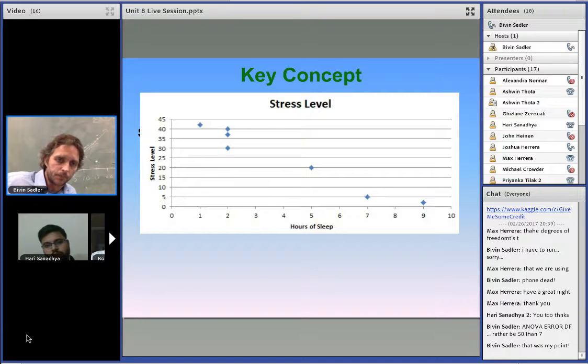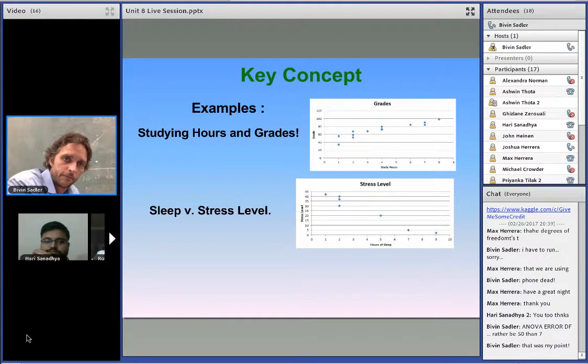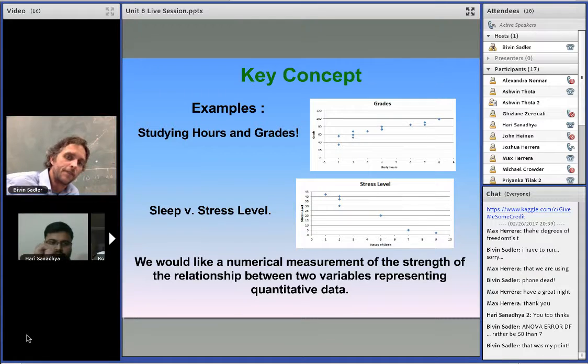Something that I'm sure we've all dealt with at one time or another is hours of sleep. As your hours of sleep increase, maybe your stress level decreases, if we measured stress level from 0 to 42. The higher the stress level, the more stress we're assuming; the lower the stress level, the less. We wouldn't be surprised if this is true: the more the sleep hours, the less the stress level. And that we would call negative correlation. This one up here was positive because the bigger the X, the bigger the Y. Here, the bigger the X, the less the Y.